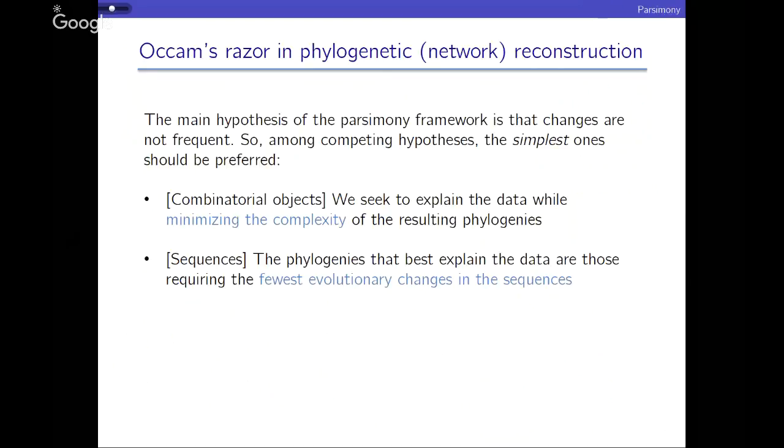The main hypothesis of this kind of method is that changes are not so frequent, so among the competing hypotheses, we should prefer the simplest one. In this talk, I'll show two ways of implementing this concept of parsimony in phylogenetic network reconstruction. First, ways of combining combinatorial objects while minimizing the complexity of the resulting network. And then I will move on to showing how to minimize evolutionary changes via sequence-based parsimony methods that have a flavor similar to the Fitch parsimony on trees.